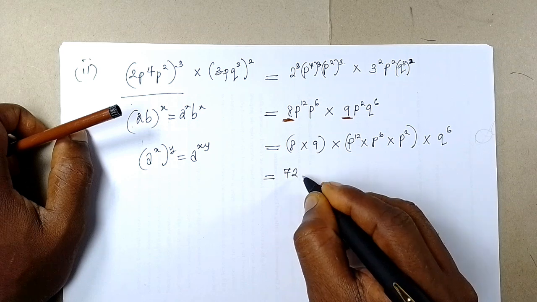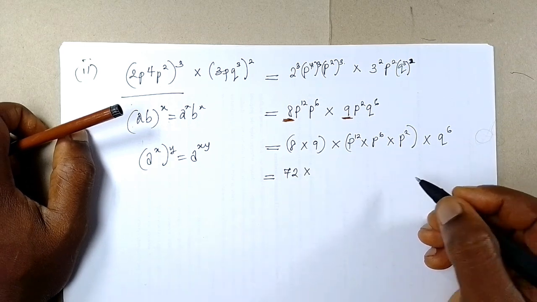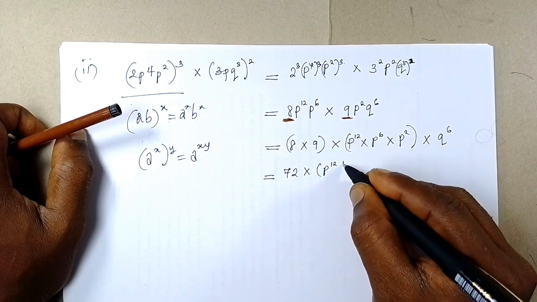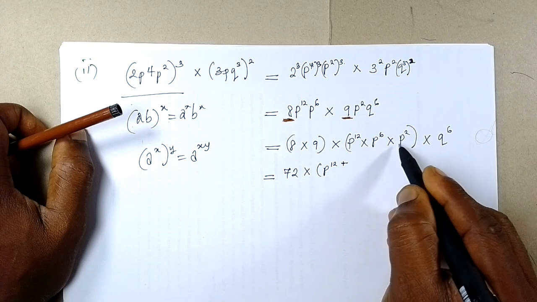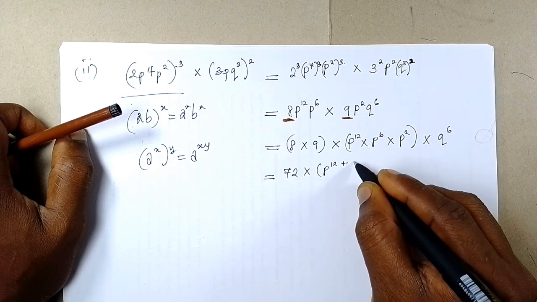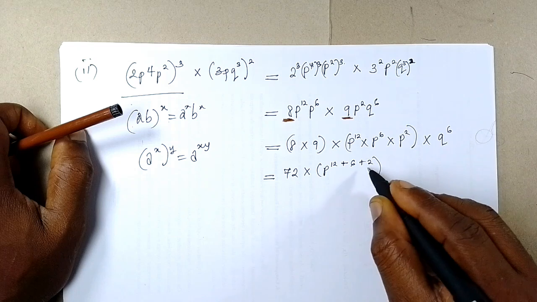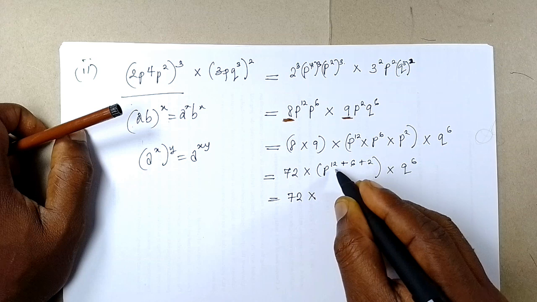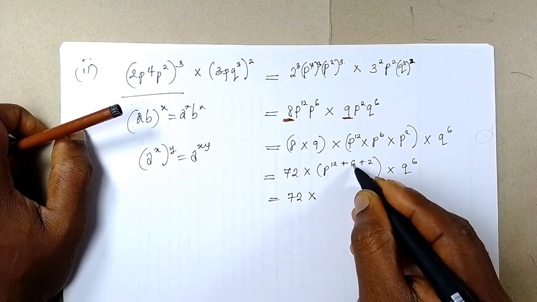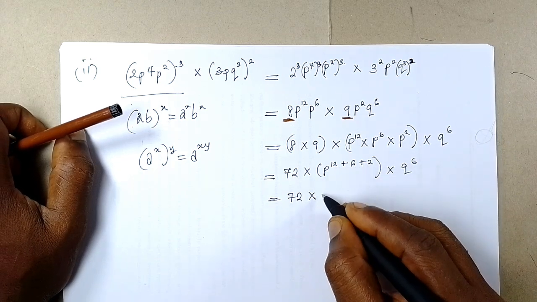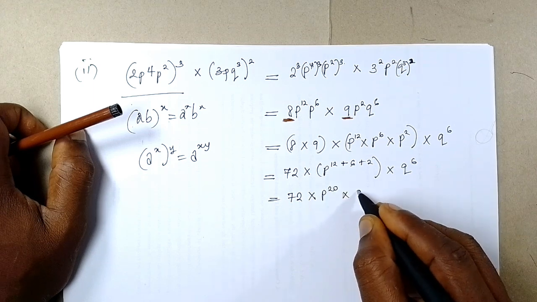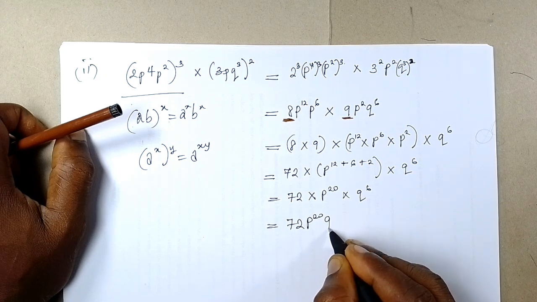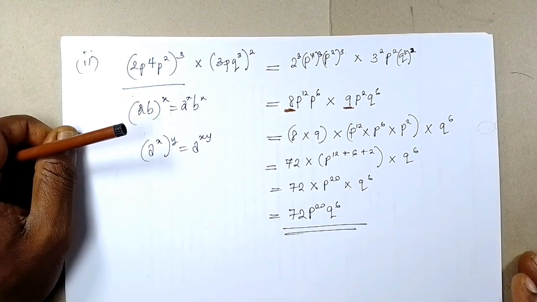Okay, so I'm going to put 72 here times p raised to power 12 times p raised to power 6 times p raised to power 2. By the addition law of indices, since they are all the same base, this will be p raised to power 12 plus 6 plus 2, times q raised to power 6. 6 plus 2 is 8, 8 plus 12 is 20, so this will be p raised to power 20 times q raised to power 6. So you could just merge your answer as 72 p raised to power 20 q raised to power 6, and this will be the simplified result.